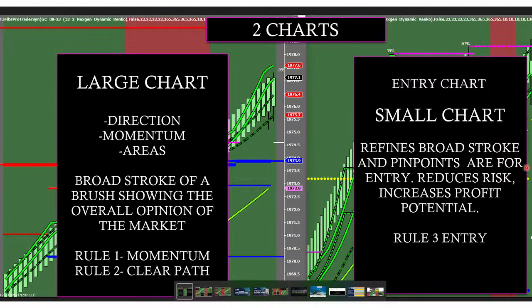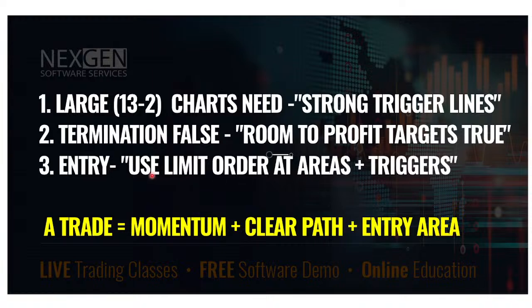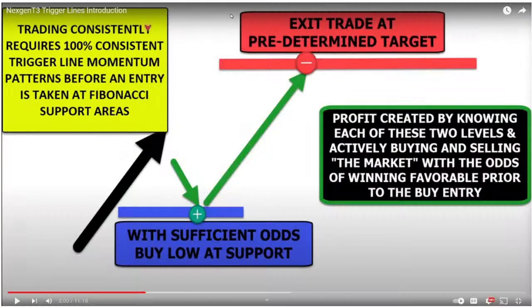The small chart, when the rules are met, is going to refine this broad stroke of a brush, and what it's going to do is it's going to refine it so effectively that you're going to be able to use a limit order to buy or sell a pullback in areas inside of favorable large triggers. And it doesn't say favorable large triggers on here, but I want to share with you what favorable large triggers are.